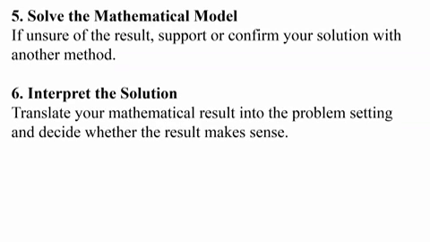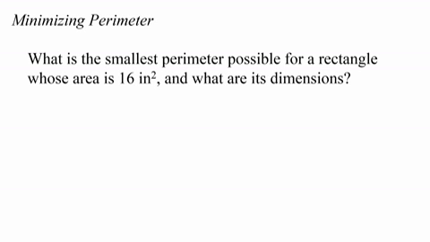Let's look at a mathematics example. Minimizing perimeter. What is the smallest perimeter possible for a rectangle whose area is 16 square inches, and what are its dimensions? Let's first draw a rectangle to model the situation. So here's a rectangle, and we usually label L for length and W for width, and we're told that the area of this rectangle must be 16 square inches. So what do we know? We know that area is equal to length times width, so 16 must equal length times width.